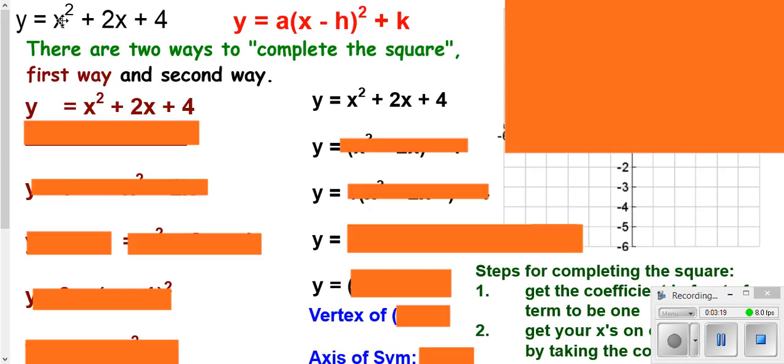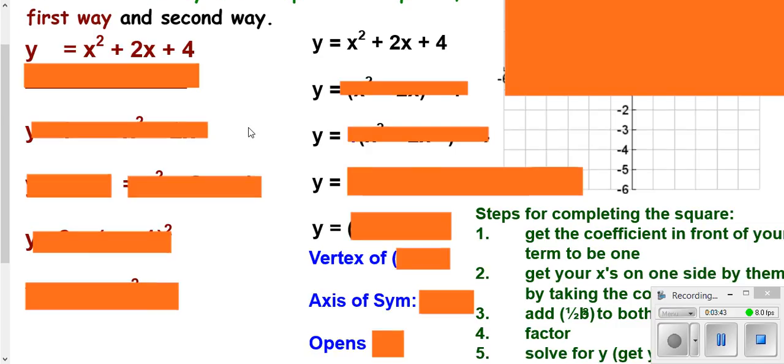So we need to go ahead and get this function that's in standard form into the vertex form. And we want to do that by completing the square. And there are really two different ways to do it. I'll show you both ways. I don't really care which way you do it. Use the method that you prefer.